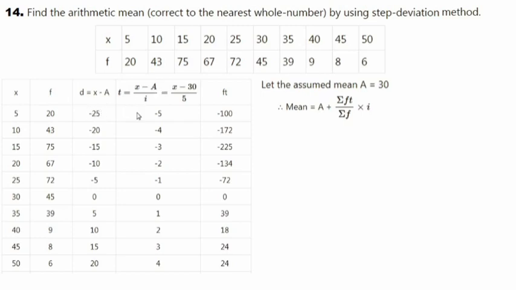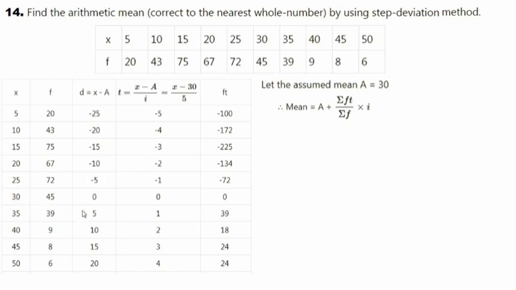Be careful, don't look at this for now. So just observe this. First let's calculate x minus a. So x minus a turns out to be minus 25. X is 10, so 10 minus 30 is minus 20. 15 minus 30 is minus 15. 20 minus 30 is minus 10. 25 minus a is minus 5. 30 minus 30 becomes 0.